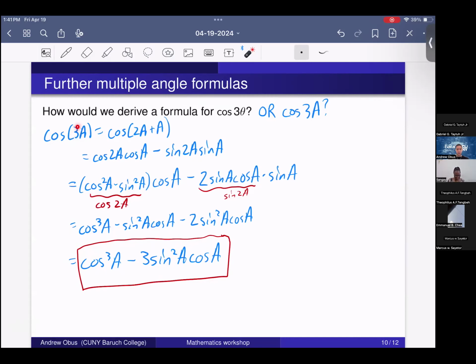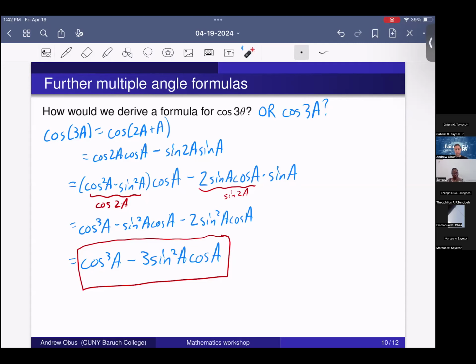And if you need a formula for cosine of 4a, then you can get it by doing cosine of 3a plus a, or cosine of 2a plus 2a. And in any case, you can just keep using these addition formulas over and over again to get formulas for whatever you want. Cosine of 3a, 4a, 5a, anything you want. You can just keep repeating this process. Okay? So, this is a formula for cosine of 3a. It's cosine cubed a minus 3 sine squared a cosine a. And if you want to get it completely in terms of cosine, you can.